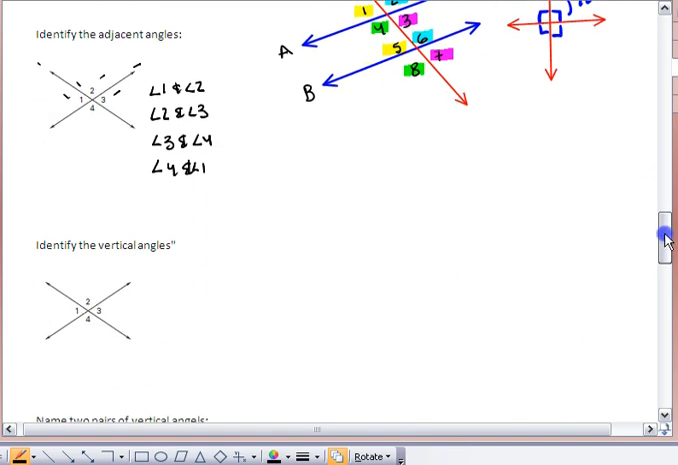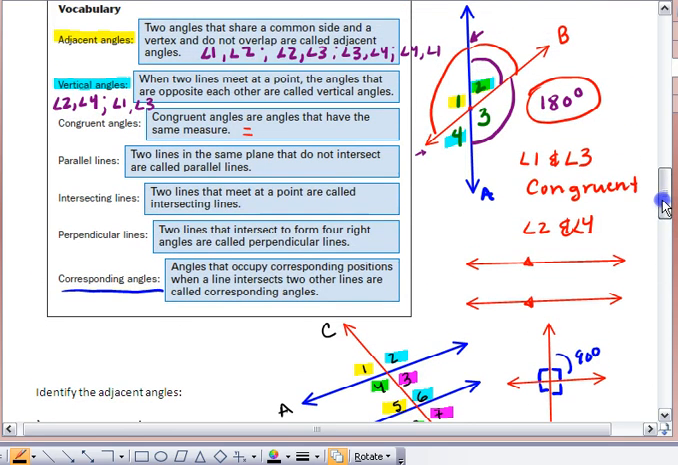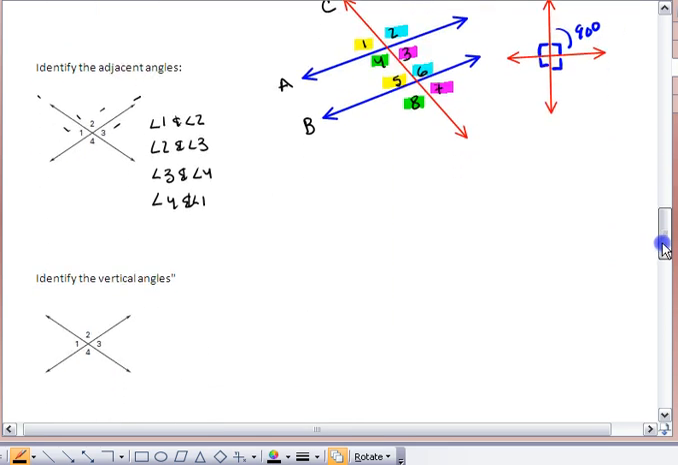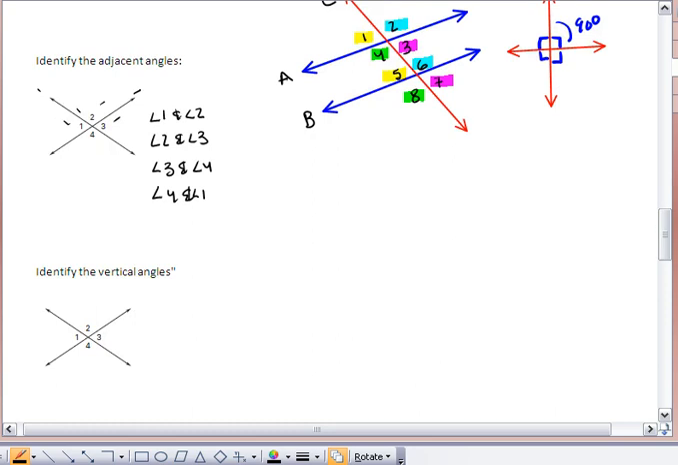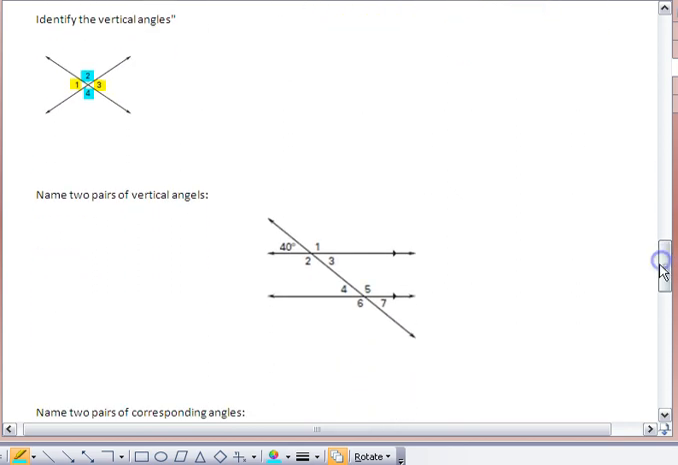Now let's scroll down and it says identify the vertical angles. Again, if we look at the definition, it says vertical angles are when two lines meet at a point. The angles that are opposite each other are called vertical angles. Remember, those are equal. So, angle 1 and angle 3 are vertical angles, and then angle 2 and angle 4 are vertical angles. Name two pairs of vertical angles.